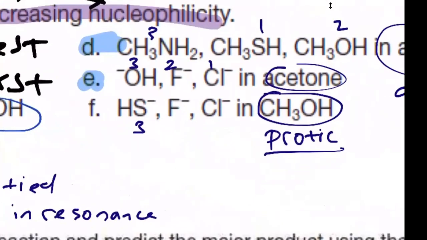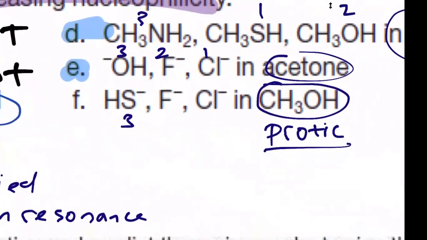Between fluorine and chlorine in a protic solvent, which one do you think is best? Because now they're both in the same position to the right, but one is just underneath the other. So it's fluorine, chlorine, bromine, iodine. Chlorine is going to be better in this case, and then fluorine is going to be the worst.